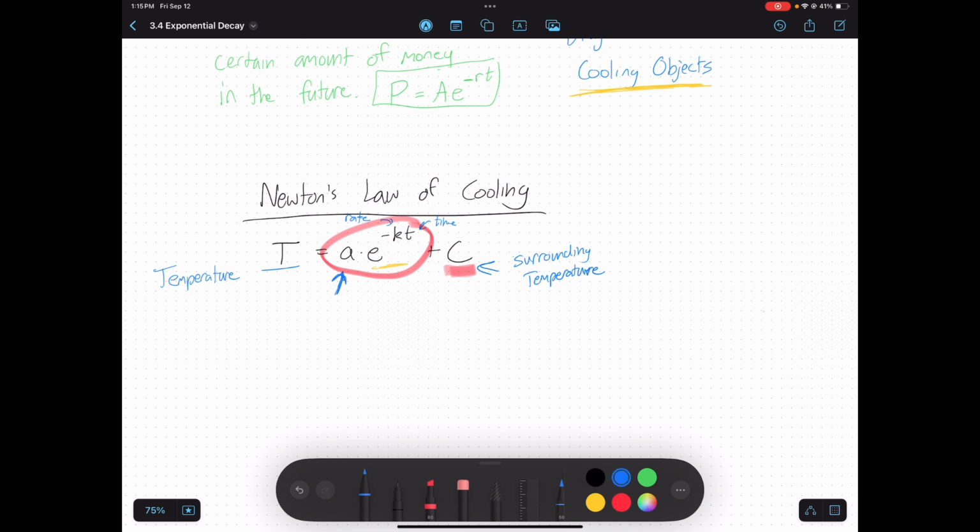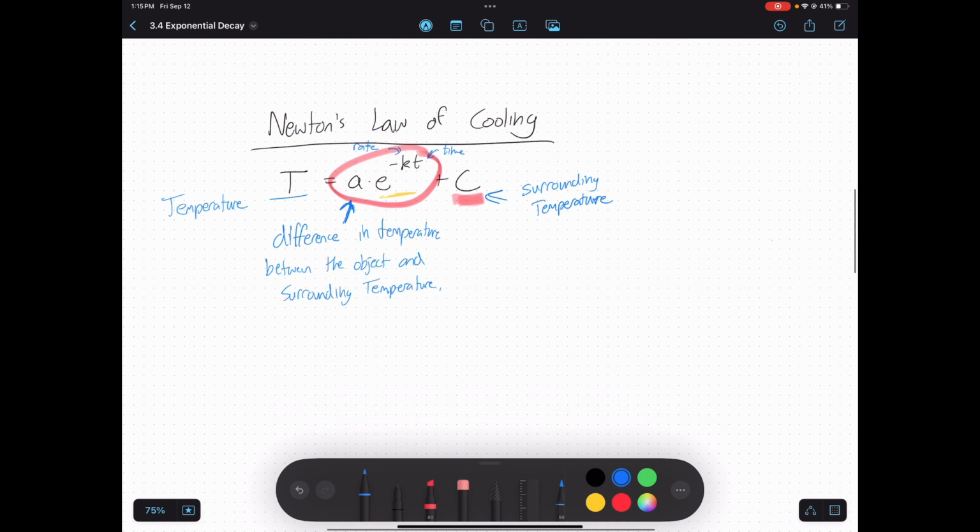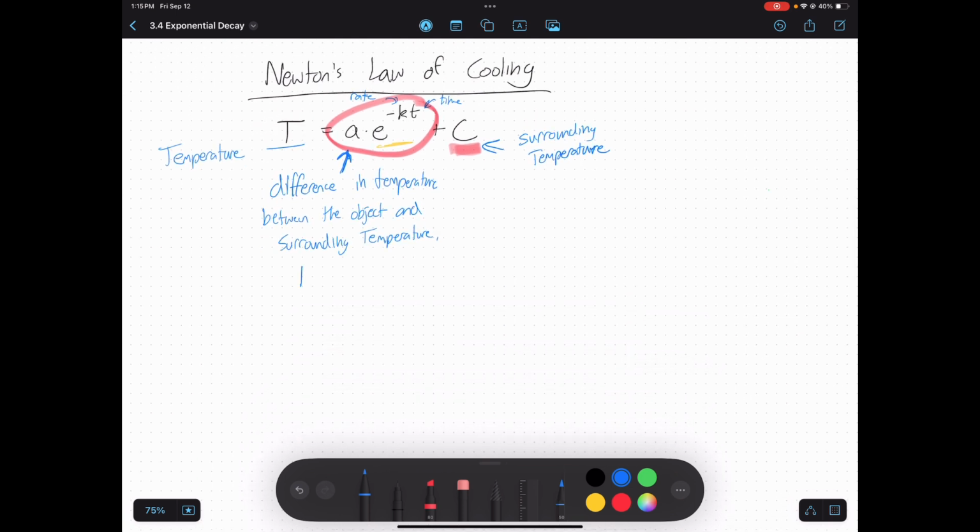What is this A? The A represents the difference in temperature. Between what? Between the object and the surrounding temperature. So mathematically, I could express this as the temperature at time zero, so T sub naught, minus the surrounding temperature. And that'll give you that A value. And that's Newton's law of cooling. So a really interesting way that exponential decay functions are used to just model stuff that's happening every day.